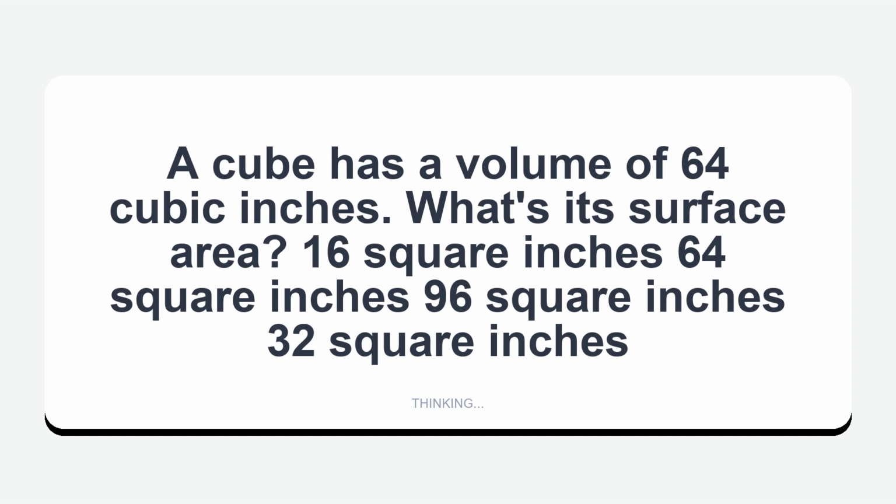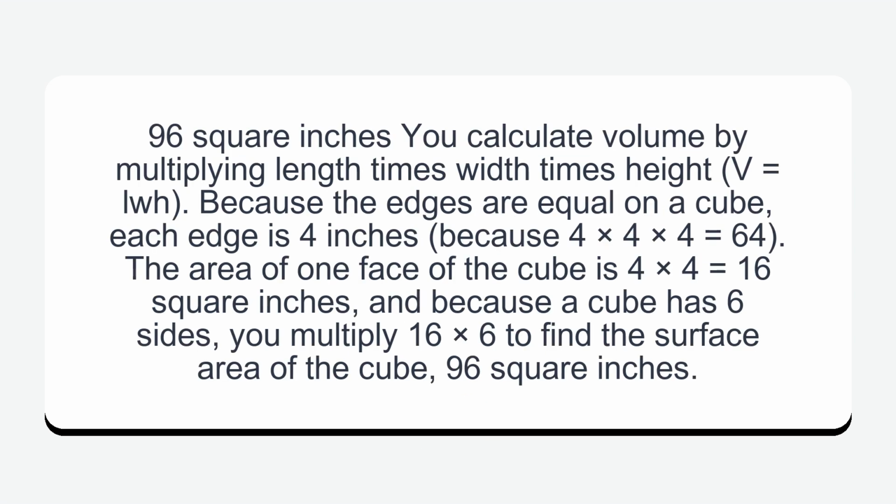A cube has a volume of 64 cubic inches. What's its surface area? 16 square inches, 64 square inches, 96 square inches, 32 square inches. 96 square inches. You calculate volume by multiplying length times width times height, V equals LWH. Because the edges are equal on a cube, each edge is 4 inches, because 4 times 4 times 4 equals 64. The area of one face of the cube is 4 times 4 equals 16 square inches, and because a cube has 6 sides, you multiply 16 times 6 to find the surface area of the cube, 96 square inches.